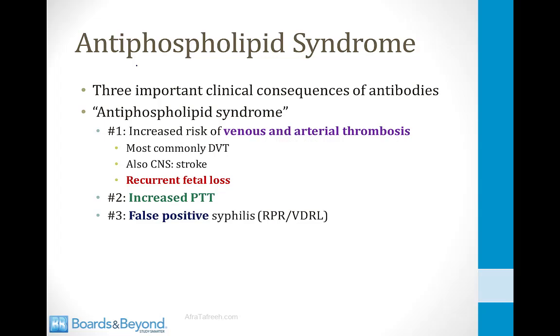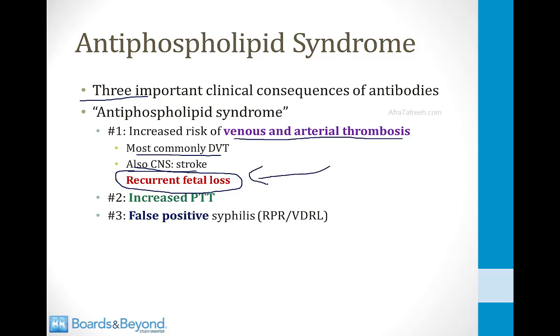So I recommend you think of the clinical consequences of the antibodies as falling into one of three categories. The first category is increased risk of venous and arterial thrombosis. This happens when people have antiphospholipids in their serum. Most commonly, this presents as a deep vein thrombosis, although it also commonly presents as stroke from thrombosis in the central nervous system. Another hallmark of the antiphospholipid syndrome is recurrent fetal losses. The mechanism is believed to involve thrombosis of the placenta, although other factors are also important. But any woman who has several unexplained fetal losses often undergoes a workup for the antiphospholipid syndrome. That is a hallmark of the disorder.